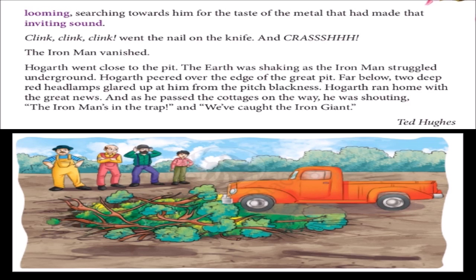Hogarth went close to the pit. The earth was shaking as the Iron Man struggled underground. Hogarth peered over the edge of the great pit. Far below, two deep red headlamps glared up at him from the pitch blackness. Hogarth ran home with the great news, and as he passed the cottages on the way, he was shouting, "The Iron Man's in the trap! And we've got the Iron Giant!"